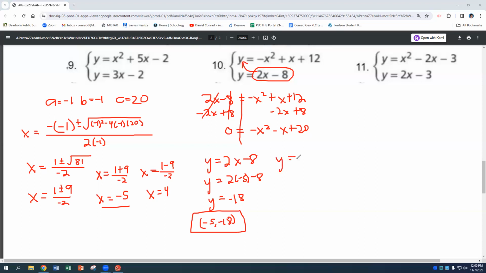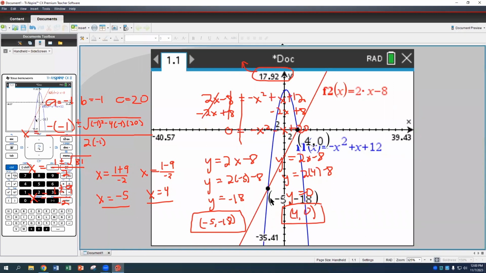Okay, the other one, 2x minus 8. That's going to be 4. So we'll do this one now. 2 times 4. That's 8 minus 8. That's going to give me y equals 0. So this coordinate is 4 comma 0. All right, and again, these are exactly the two intersections we found, negative 5, negative 18, and 4, 0 on our graph.